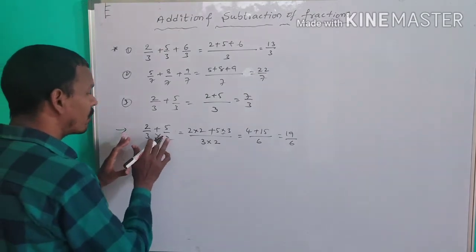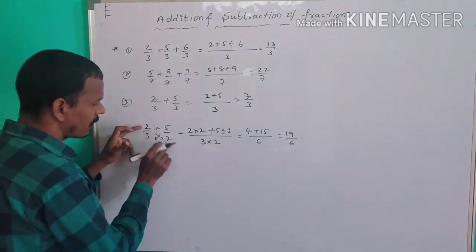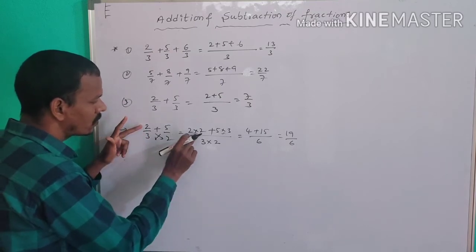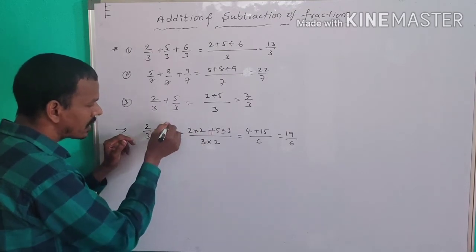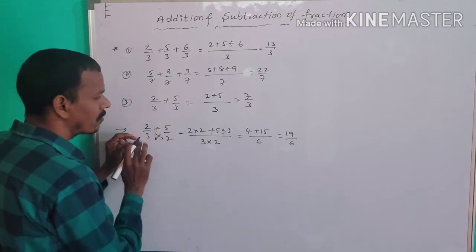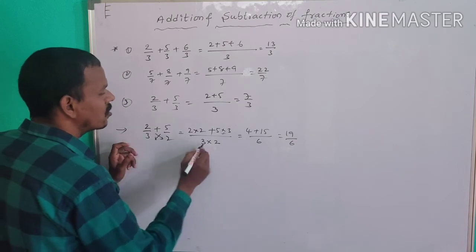So how do we multiply? Once again, you can see the first denominator and second denominator are multiplied crosswise. 2 into 2, and the middle sign is plus as it is, and 5 into 3, the second numerator and first denominator. Crosswise we multiply, and below, both denominators are also multiplied.